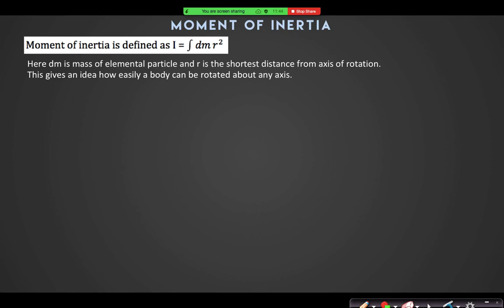But I can definitely say that if some particle is placed at a certain distance r, suppose in this example I have taken a rigid body, and some particle is placed at a distance r from the axis of rotation, right? Suppose the mass is dm, then the kinetic energy of this small particle, if it is rotating with omega at this instant, is half into dm into r omega whole square, because the speed is r omega.